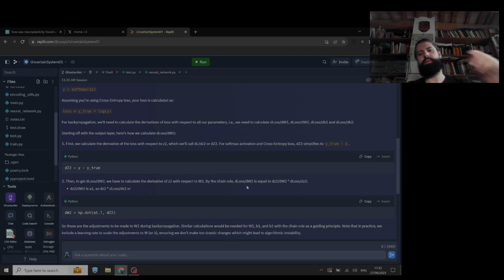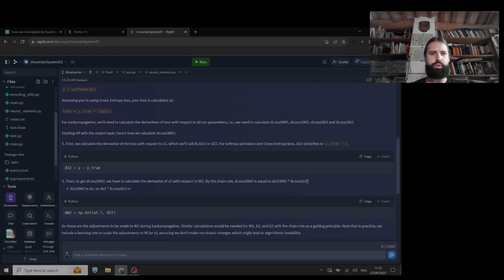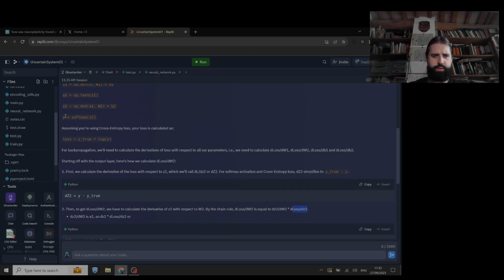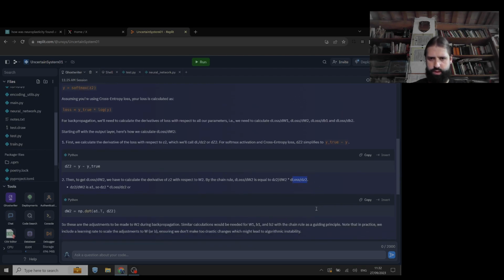The derivative of the loss function with respect to w2 is the derivative of the loss with respect to z2, because I think what confused me is the order here, of z2, because that's kind of the parameter, and then z2 is a function of w2. Yeah, that's okay. That makes sense.